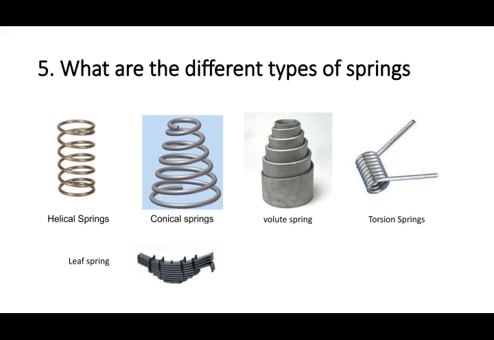Next question, what are the different types of springs? Here you can see the different types of spring: helical spring, conical spring, volute spring, torsion spring, and leaf spring. Depending on the application, you can use different types of spring. Leaf springs are basically used in automobiles as a suspension system, and some other springs are also used depending on their application.